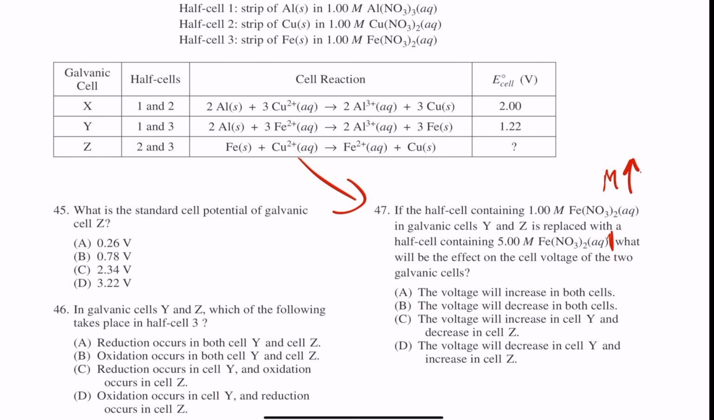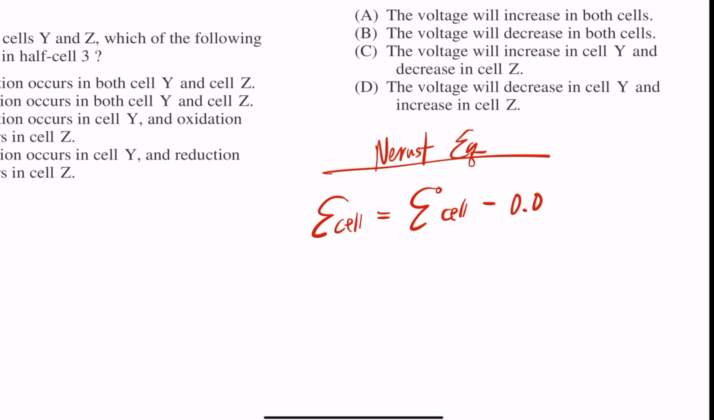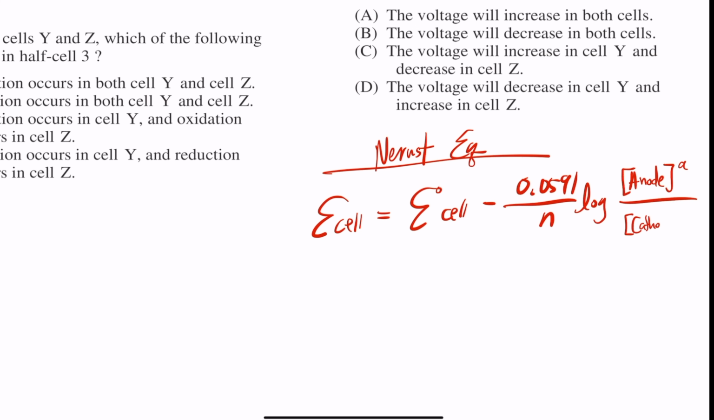Well, this question actually requires you to know the Nernst equation. If you're not familiar with it, you might want to review that yourself. So basically the Nernst equation is E cell is equal to E naught cell minus 0.0591 over n log of the anode to the power of, I'll just call it a, over the cathode to the power of, I'll just call it c. And those powers, the small letters a and c, come from the coefficients.